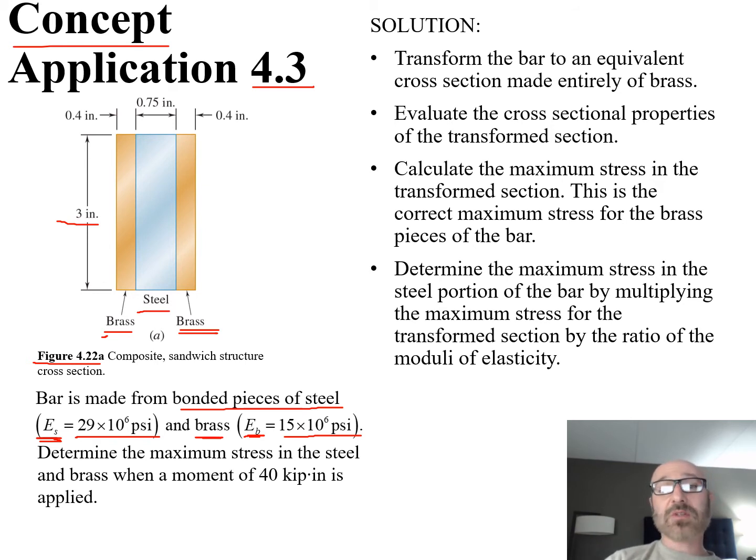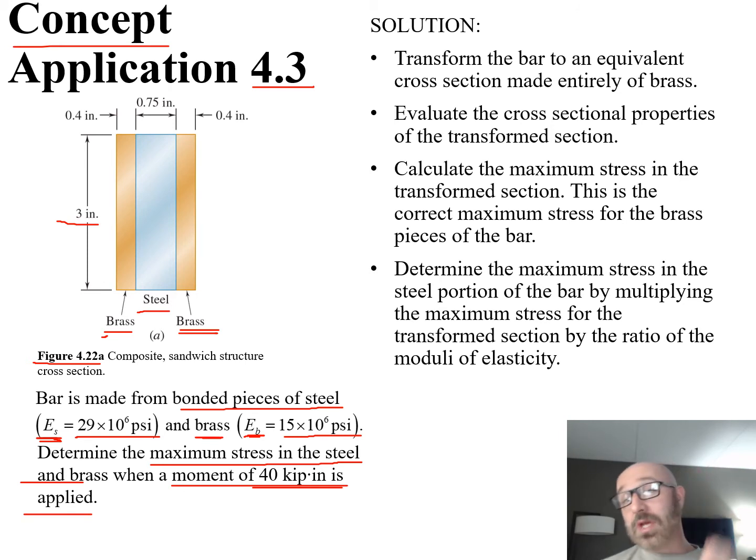So what do they want us to find? They want us to determine the max stress in the steel and in the brass when a moment of 40 kip-inches is applied. With that information from our given diagram and problem statement, what we would normally do now is create our setup page. We write out absolutely everything: all of our values, dimensions, and units, and how it relates back to our physical problem with our variable names and indices. Then from that information, we take a look at what I'm given, what they're asking me to solve for, and what assumptions I'm going to make, and from our assumptions we can begin looking for our solution.